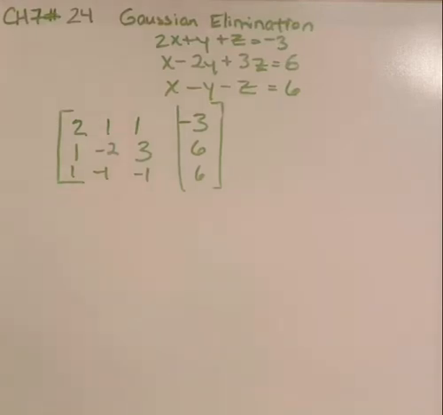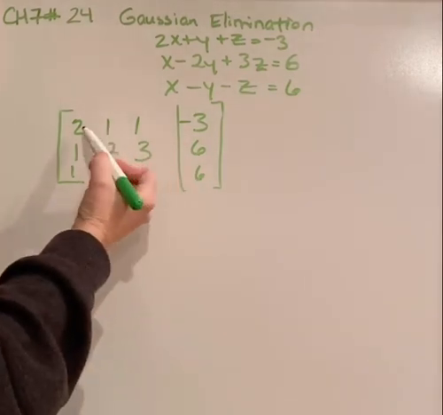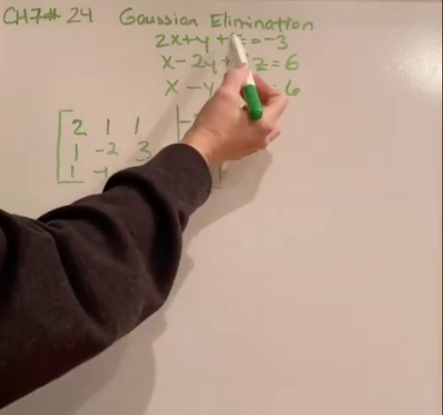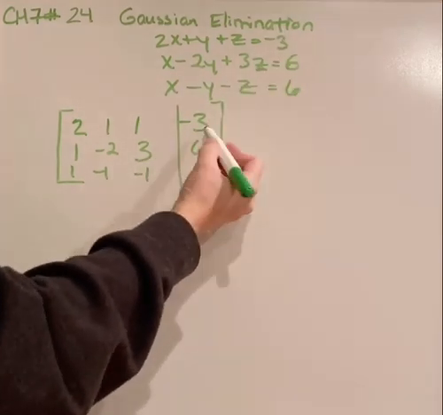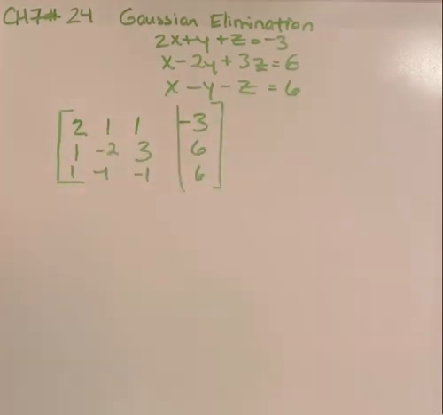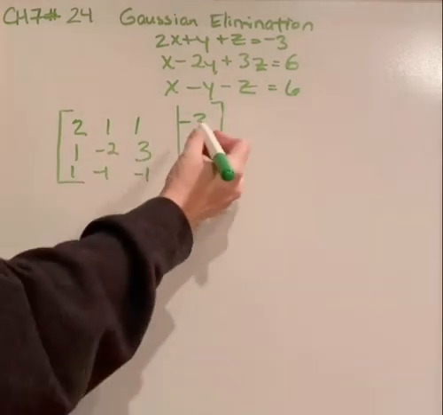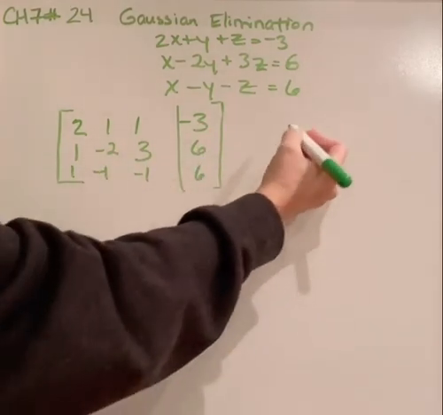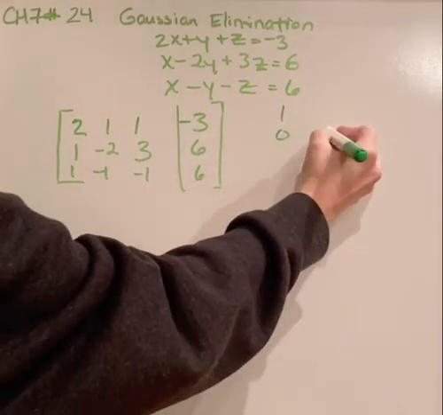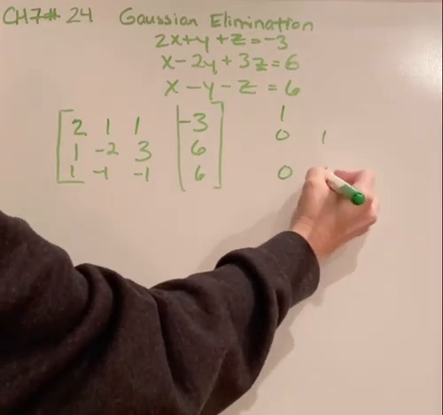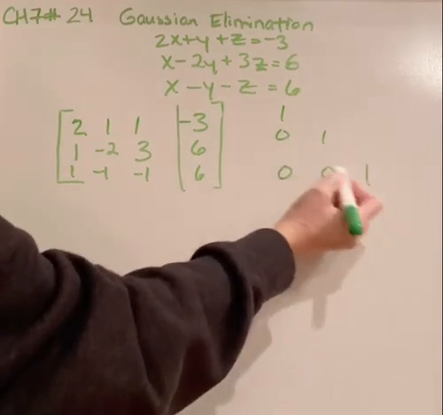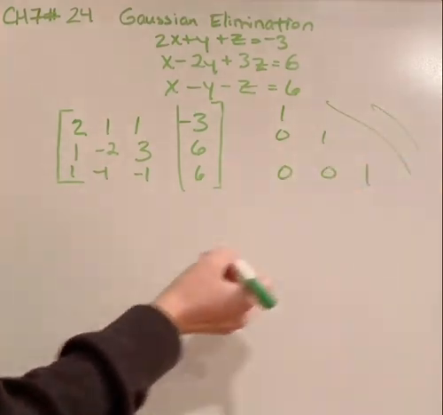Right, this question is asking us to use Gaussian elimination to solve this system of equations. So I've set up our augmented matrix right here, and these numbers are the coefficients for each of our equations. What we're going to do is some row reductions to try to get this into row echelon form. So we want it like this, and it doesn't matter what's out here.